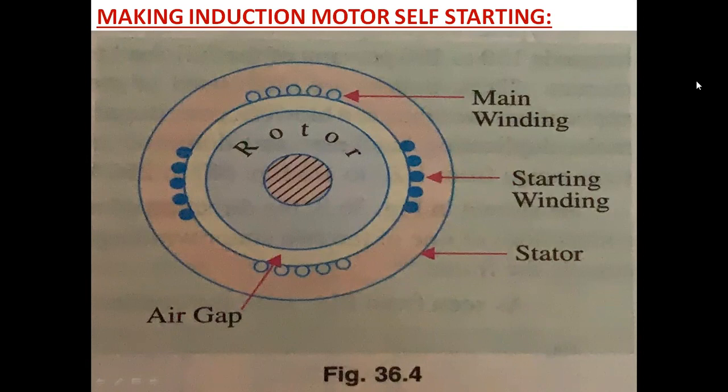See here, making induction motor self-starting. As discussed before, this single phase motor is not self-starting. So in order to overcome this drawback, we have to make this motor self-starting by temporarily converting it into a two-phase motor. So this single phase motor is temporarily converted into a two-phase motor by adding a phase. So totally it becomes two phase. This temporary two phase motor is only at the starting.